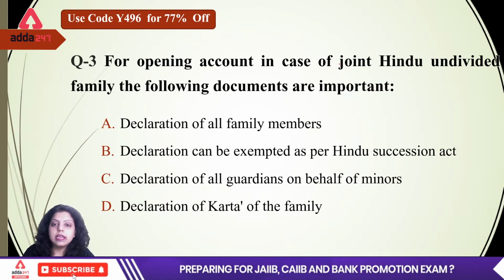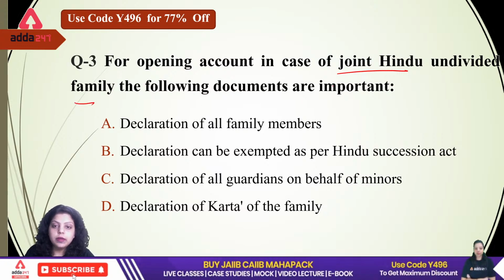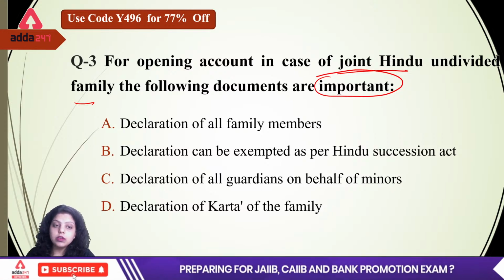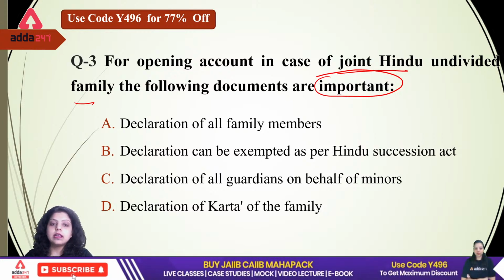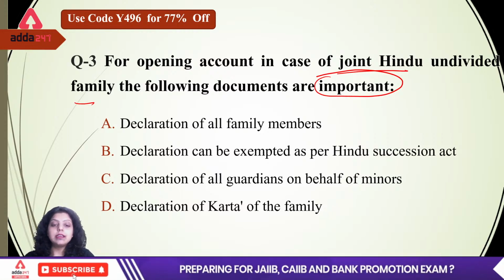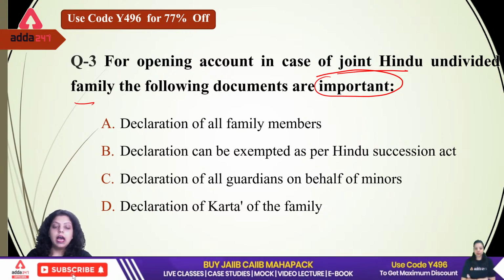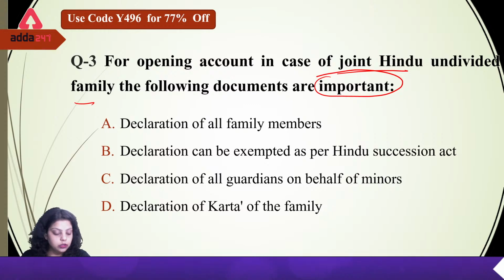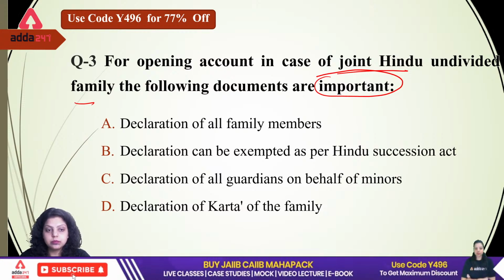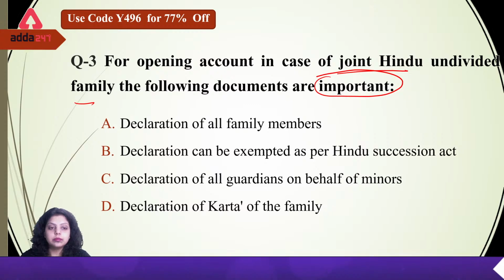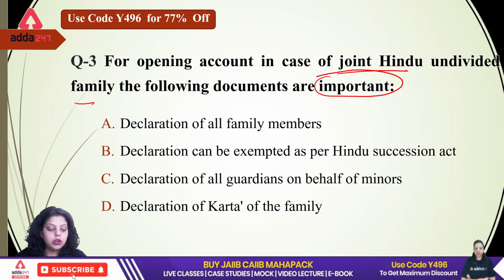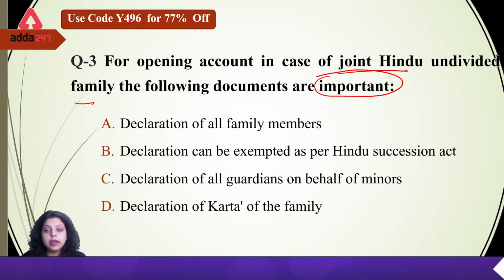Now, for opening account in case of joint Hindu undivided family, the following documents are very important. When you are opening an account of joint Hindu undivided family, which of the following documents is very important? First is declaration of all family members. Second is declaration can be exempted as per Hindu Succession Act. Third is declaration of all guardians on behalf of minors. And fourth is declaration of Karta of the family. A, B, C or D? Which of the following is very important at the time of opening the joint Hindu undivided family account?